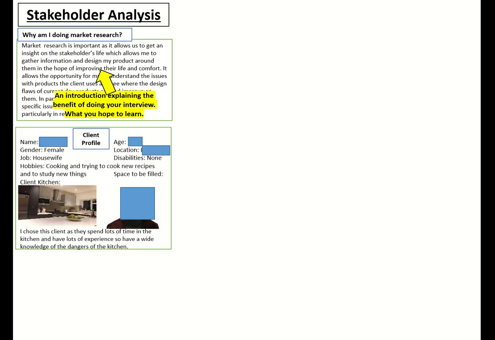Here's a good example, and you'll see that this person starts with an introduction. So market research is important as it allows us to get an insight into the stakeholder's life, which will allow me to gather information and design my products around them, and so on. So that's a nice thing to start with, an introduction. Then with your client, break it down into a profile. So who are they? Where do they live? What are their interests? What's their age? And it's a nice idea to have a picture of them.